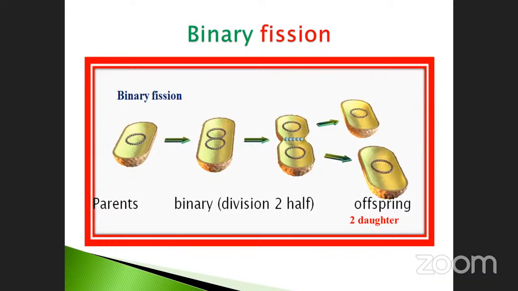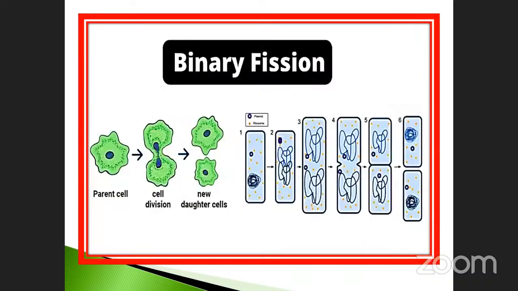For the next one, this is called amoeba. Amoeba is also a microscopic unicellular organism. Here there is a nucleus, and first the division takes place in it. The cell divides into two, and the cross wall formation also takes place and splits it into two daughter cells. This is the new daughter cell. This is also binary fission. Binary means two divisions.